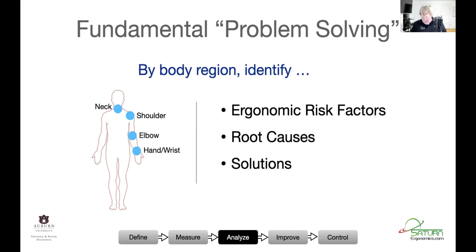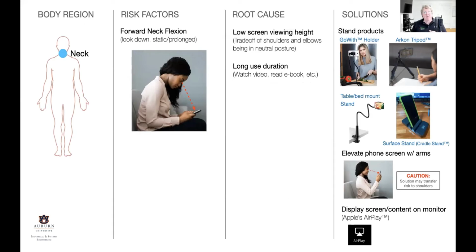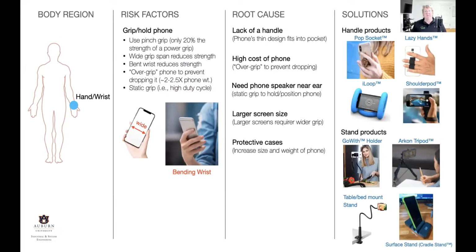Now, just fundamental ergonomics problem solving. We look by body part or region, and we can identify risk factors, root causes, and solutions. For example, with the neck, a risk factor is forward neck flexion, looking down. The root causes are low screen viewing height and also long use duration, for example watching a video or reading an ebook. Solutions: you can use a stand type product, a tripod, or different kinds of mounts. Instead of looking down, get the phone up where you can see it in your line of sight. You could also display the content on a monitor or a television instead of looking at the phone.